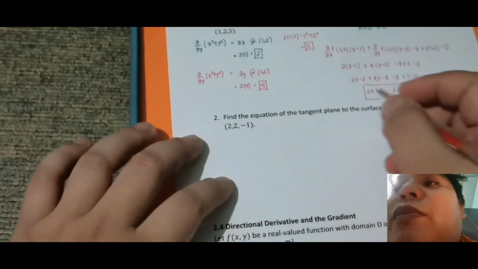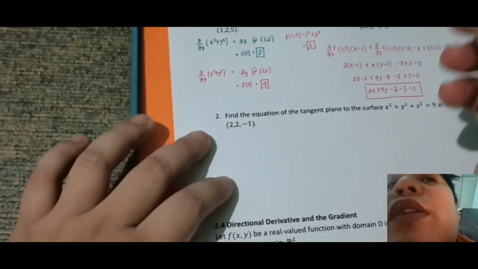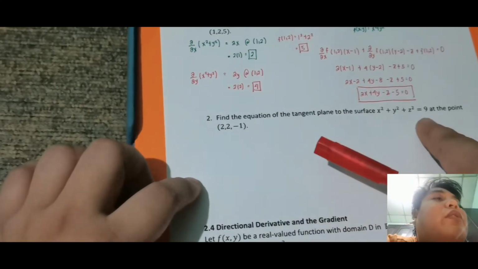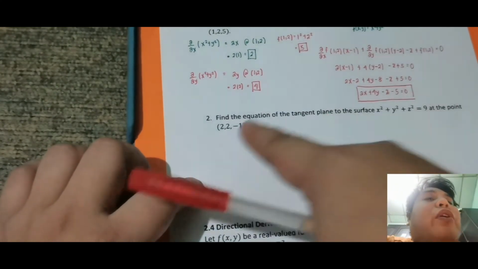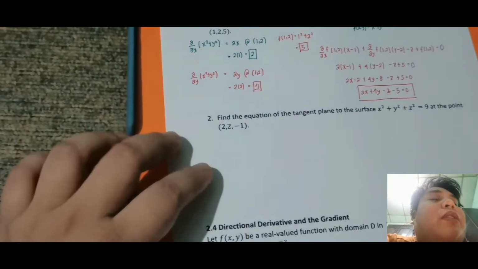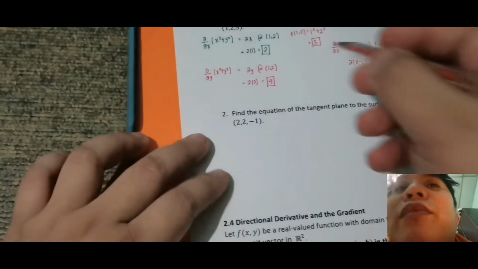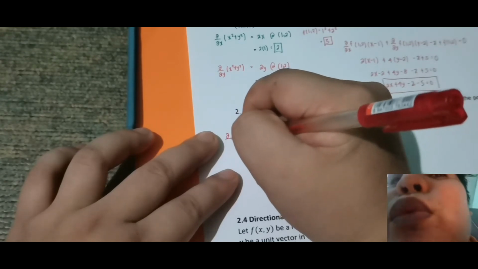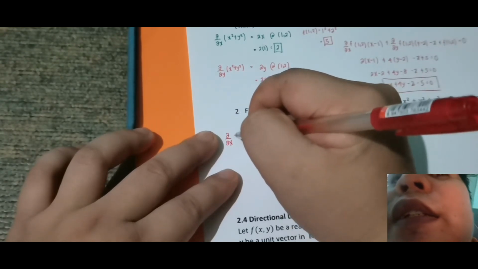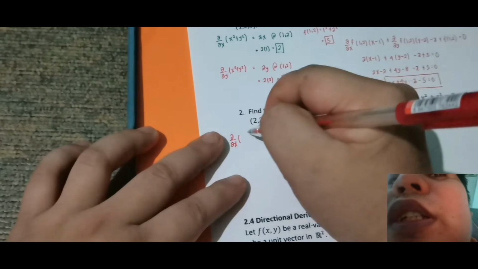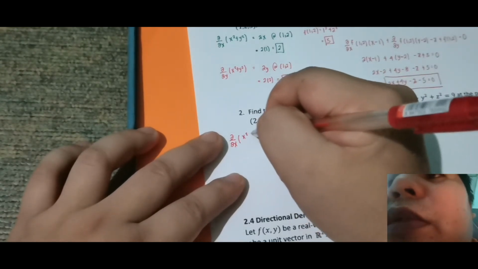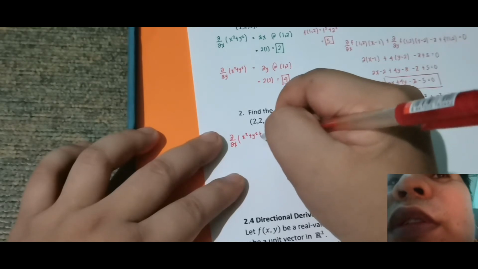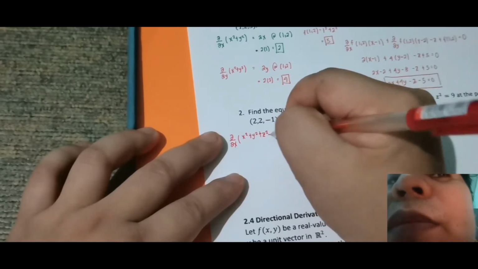Okay, so now, proceed tayo dito, no? So, anong gagawin natin? Siyempre, hanapin natin. So, ito na yung ating function, yung buo: x squared plus y squared plus z squared is equal to 9 at the point 2, 2, negative 1. So, una, kunin natin ang partial derivative with respect sa x nung function natin, which is x squared plus y squared plus z squared minus 9.